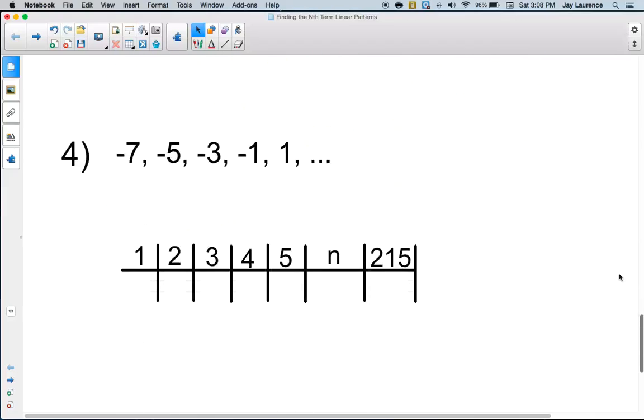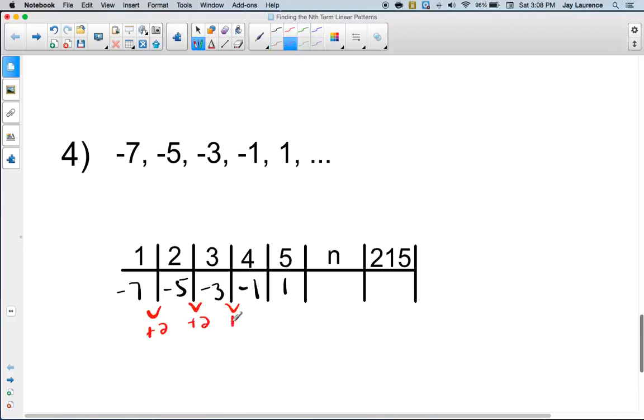All right, one more for you to try. Go ahead and pause the video. When you're ready, you'll see my solution. And here comes Mr. Lawrence's solution. So I'm going to put negative 7, minus 5, minus 3, minus 1, plus 1. Looks like I'm adding 2 every time. I'm adding 2, right? First difference, plus 2, plus 2, plus 2. Oh yeah, it's adding 2 every time.